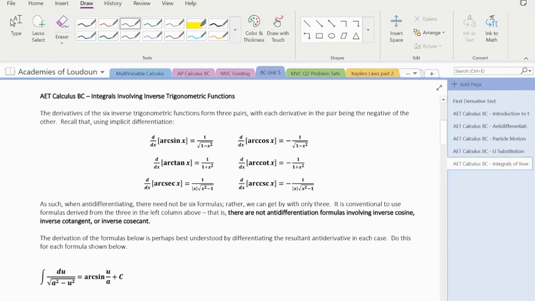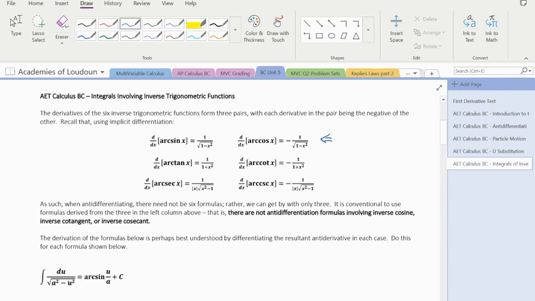Okay, so this is Unit 5, Integrals Involving Inverse Trig Functions. Recall from our differentiation unit that the derivatives of the 6 inverse trig functions form 3 pairs, with each derivative in the pair being the negative of the other, as you can see from the arc sine to the arc cosine.